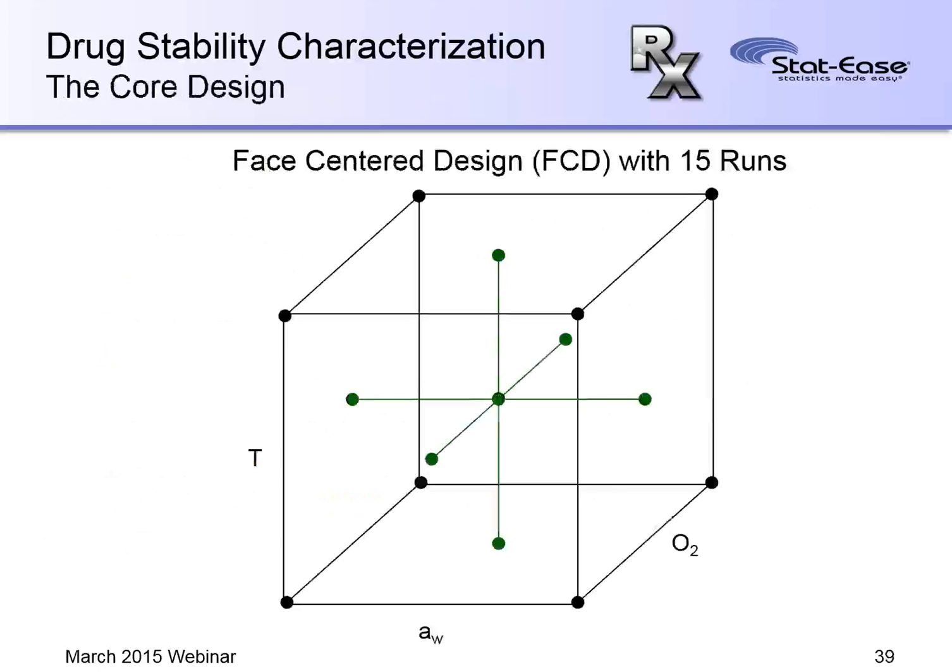The design that's run is a face-centered design with 15 runs. This is almost identical to the previous design that I showed you way at the beginning, the only difference being that these 6 points no longer extend beyond the face of the cube. In this case they're actually on the face of the cube. And we have a total of 15 points. So we have 8 on the corners, we have 6 that are in the middle of the faces of the cube, and then 1 in the center.